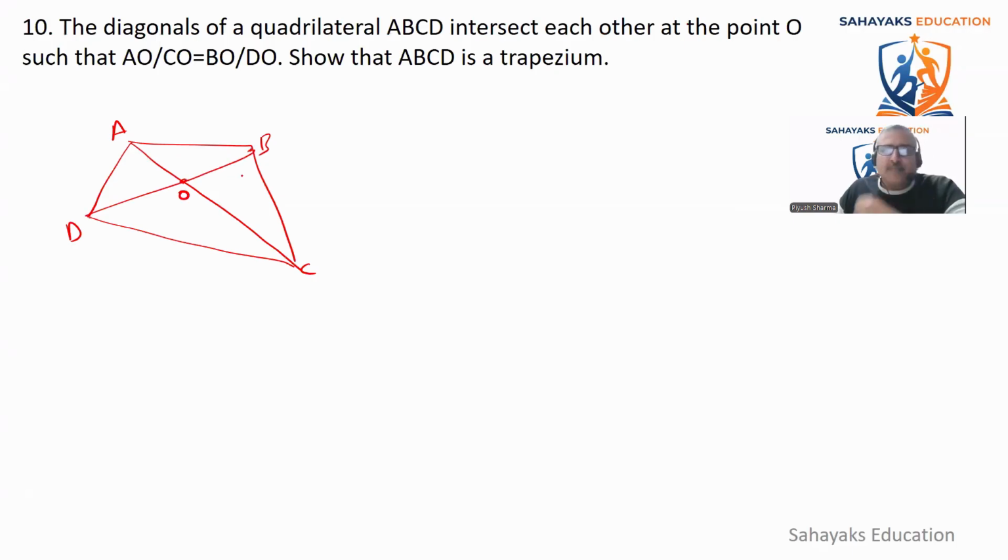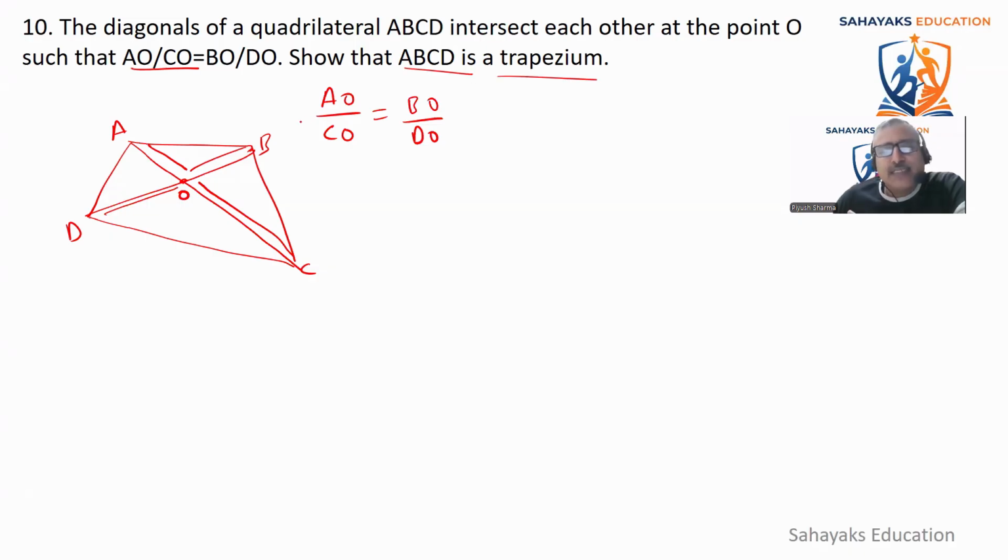Good. And they have mentioned that AO by CO is equal to BO by DO. So this is given already. Show that ABCD is a trapezium. So we have to prove that it's a trapezium.